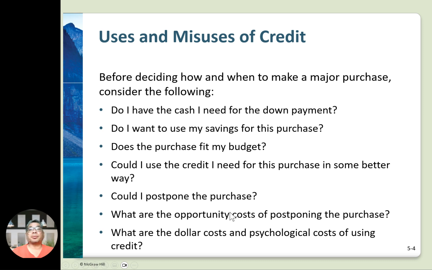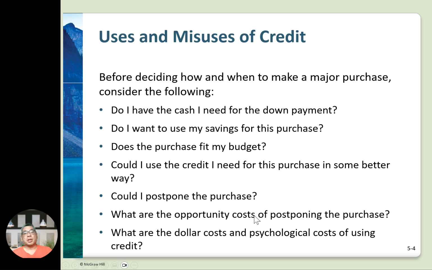Use and misuse of credit. Before deciding how and when to make a major purchase, consider many of the following. Do I have the cash that I need for the down payment? For example, if you want to buy a car, you need to have a down payment. Do I want to use my savings for this purchase? If you have savings, that's good. If you don't, then you have to save. Does the purchase fit my budget? Make sure you are able to pay the monthly payment. Could I use credit for this purchase, or is there some better way?